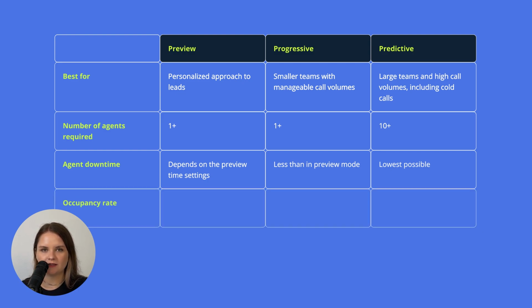Occupancy rate is the percentage of time when the agents are actively engaged in the call or doing some post-call activities. It varies in the preview mode as it depends on the agent's work pace. It's about 70% for progressive and 85% for predictive, and as you can see, the predictive mode has the highest occupancy rate, which means agents are more likely to spend time actively working on calls and managing any call-related details, resulting in the least amount of downtime.